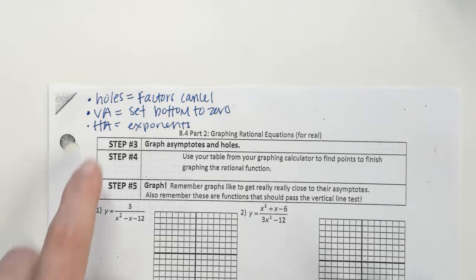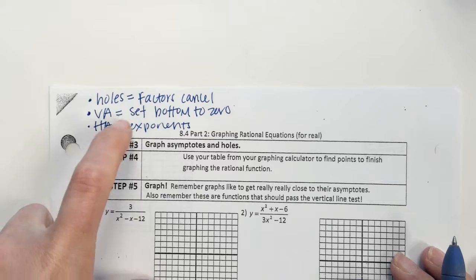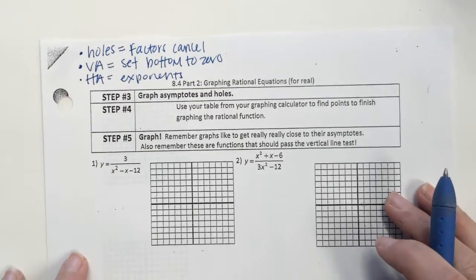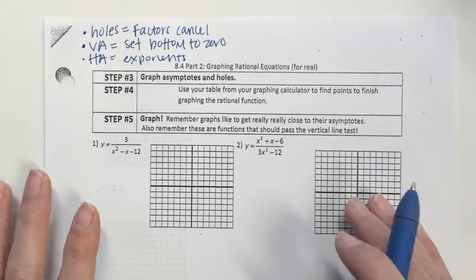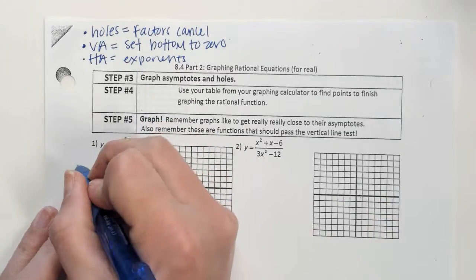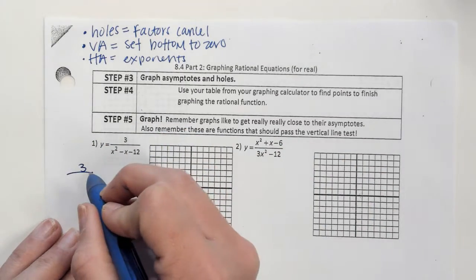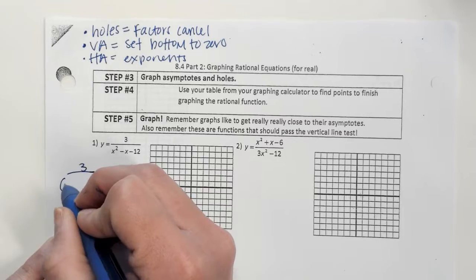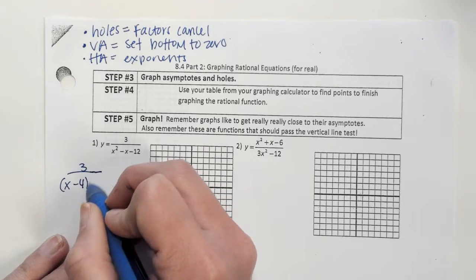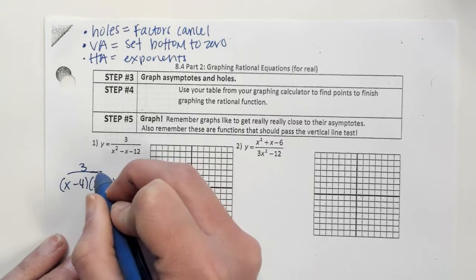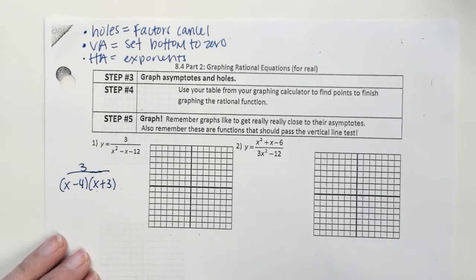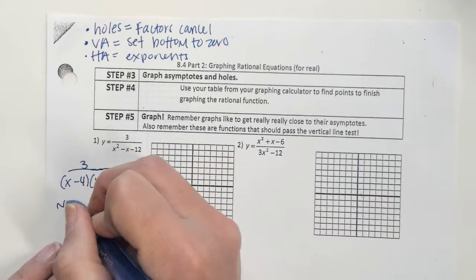Alright, so step 2, actually, before this, find the asymptotes and the holes. So how do I do that on number 1? Factor the bottom. Okay, what does it factor into, Sid? Positive 4 and negative 3. I mean negative 5. Very good. Does anything cancel? That means there's what? No holes in my graph.